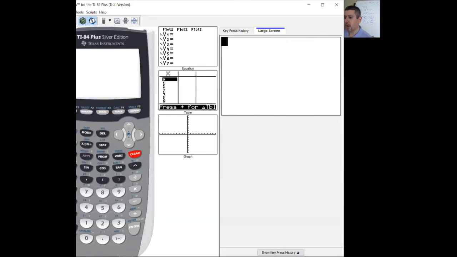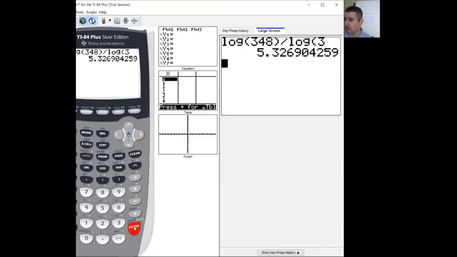So I'm going to do log 348, which is what I had on top. You have to put the parentheses there, otherwise it's going to give you a completely different thing. So be very careful that you close the parentheses. And I'm dividing by log 3. Here you don't have to close them because I'm not doing anything else. So I get 5.3269. I just wrote that on the board.